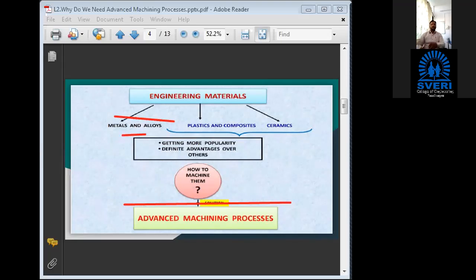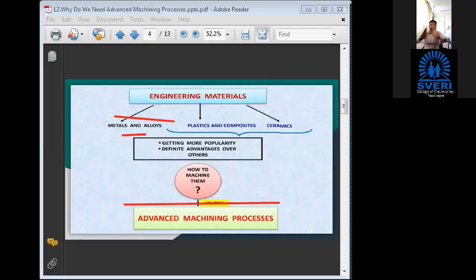Please be interactive, because we are in virtual mode. You are at your end, I am in this cabin, and I am teaching you. I am trying to give my 101 percent. Are you able to grasp whatever I am explaining? Whether you are getting it or not, for that purpose I am asking this question, and you just have to answer yes or no. If you say yes, I can go further. If you say no, I can explain once again.